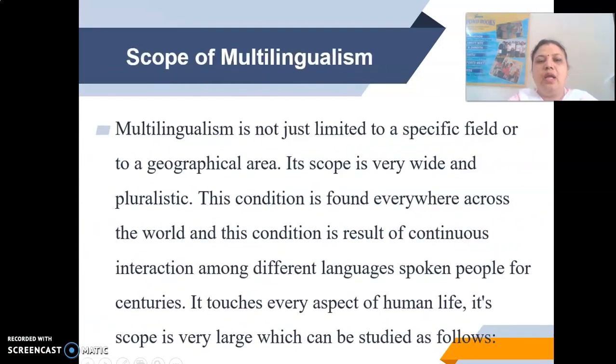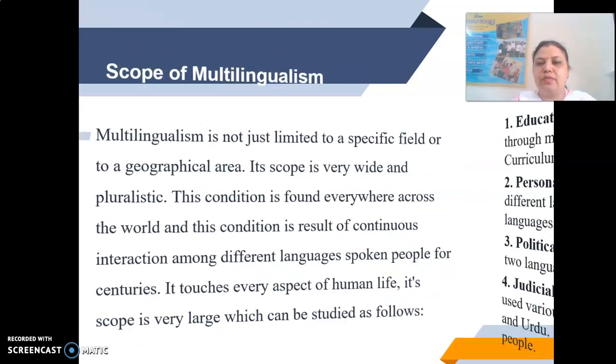Now, the scope of multilingualism. Multilingualism is not just limited to a specific field or to a geographical area. Its scope is very wide and pluralistic. This condition is found everywhere across the world, and this condition is a result of continuous interaction among different language-speaking people for centuries. It touches every aspect of human life. Its scope is very large and can be studied as follows.